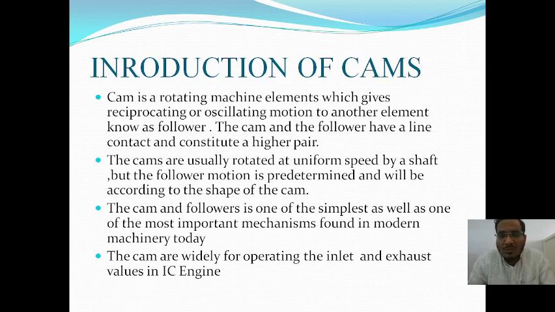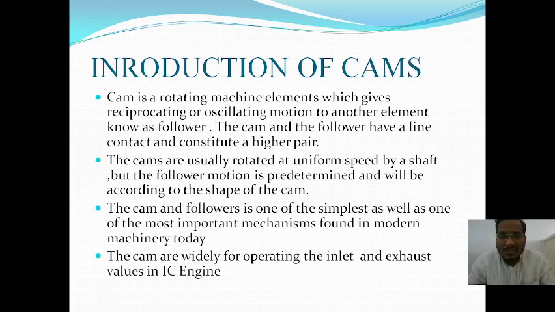First of all, you have to know about the cam. What is a cam? A cam is nothing but a rotating element of the machine, and it transfers the energy to another element. Transferring the energy means that oscillating motion is transferred to another element, and that element is called the follower. Again, the cam is a rotating machine element, and it transfers oscillating motion to another element, which is called a follower.